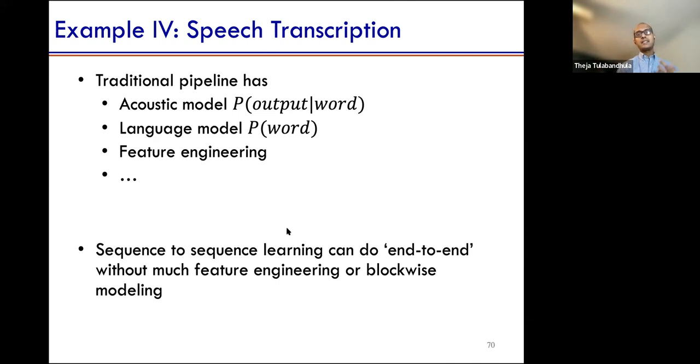Okay, so traditionally what people used to do is build separate modeling components. For example, there used to be something called an acoustic model, which, given a word, asks how does it sound? Okay, given a word, what should the sound waveform look like? And there's also a language model. We have seen language models: given previous words, what could be the next word? That type of model. And then a bunch of feature engineering to build a speech transcription overall solution.